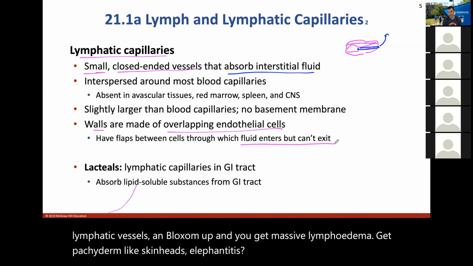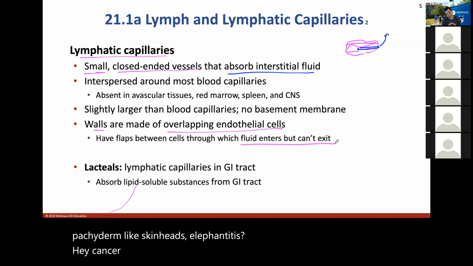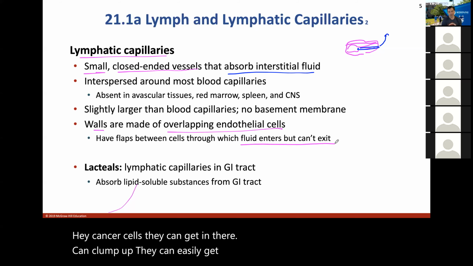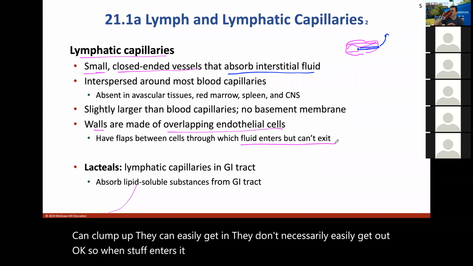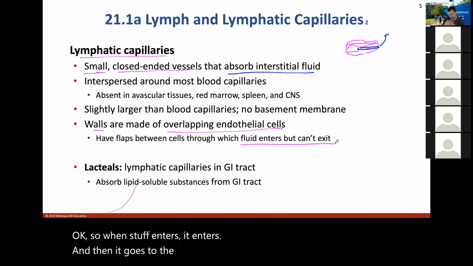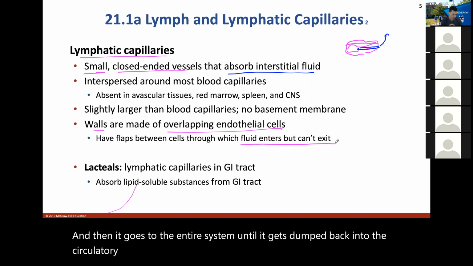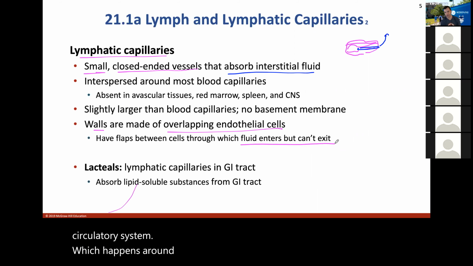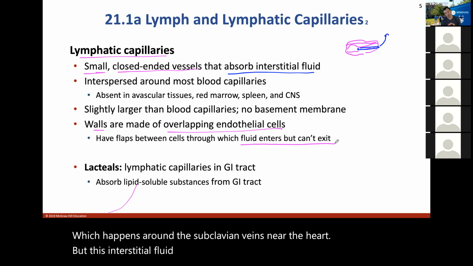Okay, cancer cells, they can get in there. They can clump up. They can easily get in. They don't necessarily easily get out. So when stuff enters, it enters. And then it goes through the entire system until it gets dumped back into the circulatory system, which happens around the subclavian veins near the heart. This interstitial fluid enters and everything enters and it goes forward through the system.